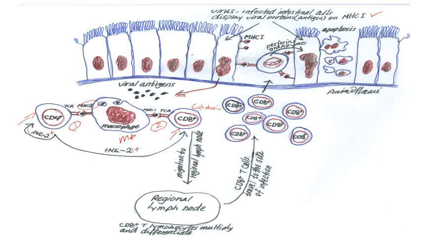Once activated, CD8s will go into the regional lymph node. From here, we have multiplication and differentiation of the CD8 T cells, so we have a clonal expansion of our CD8 T cells. From here, the CD8 T cells travel to the site of infection from the regional lymph node. So we have to go through the lymph, all right? Then we go into the bloodstream, all right? And from here, we go to the site of infection.